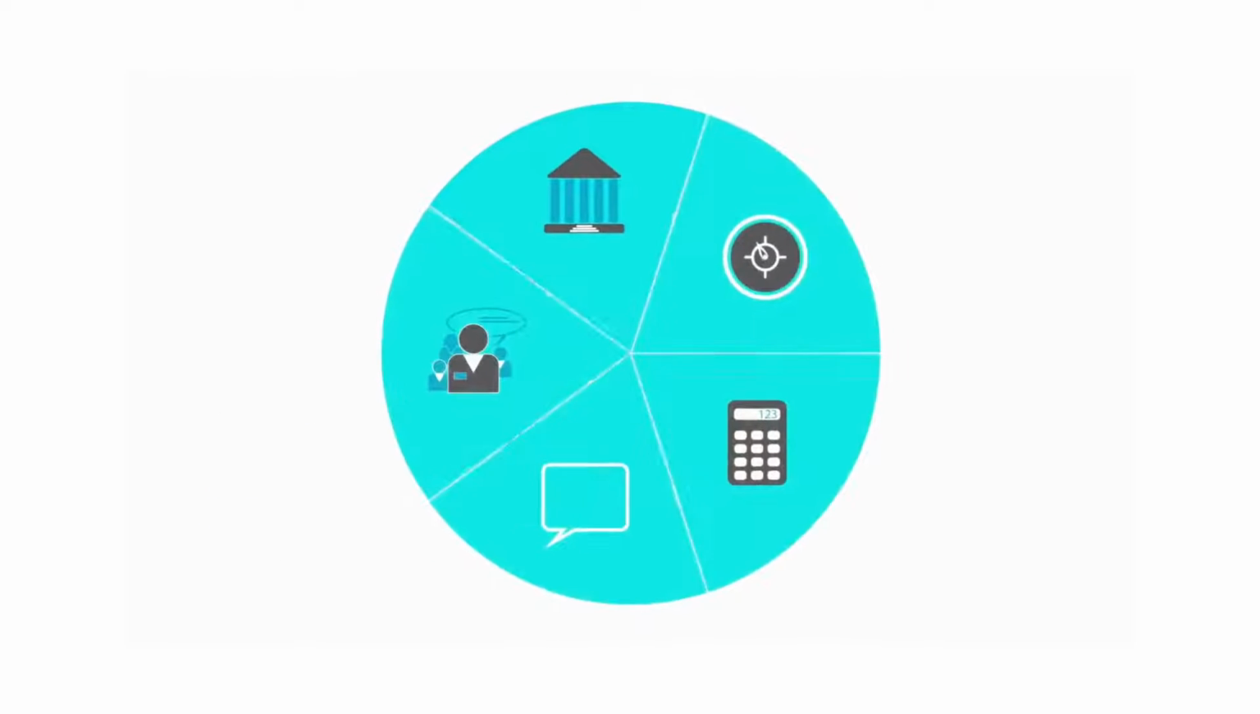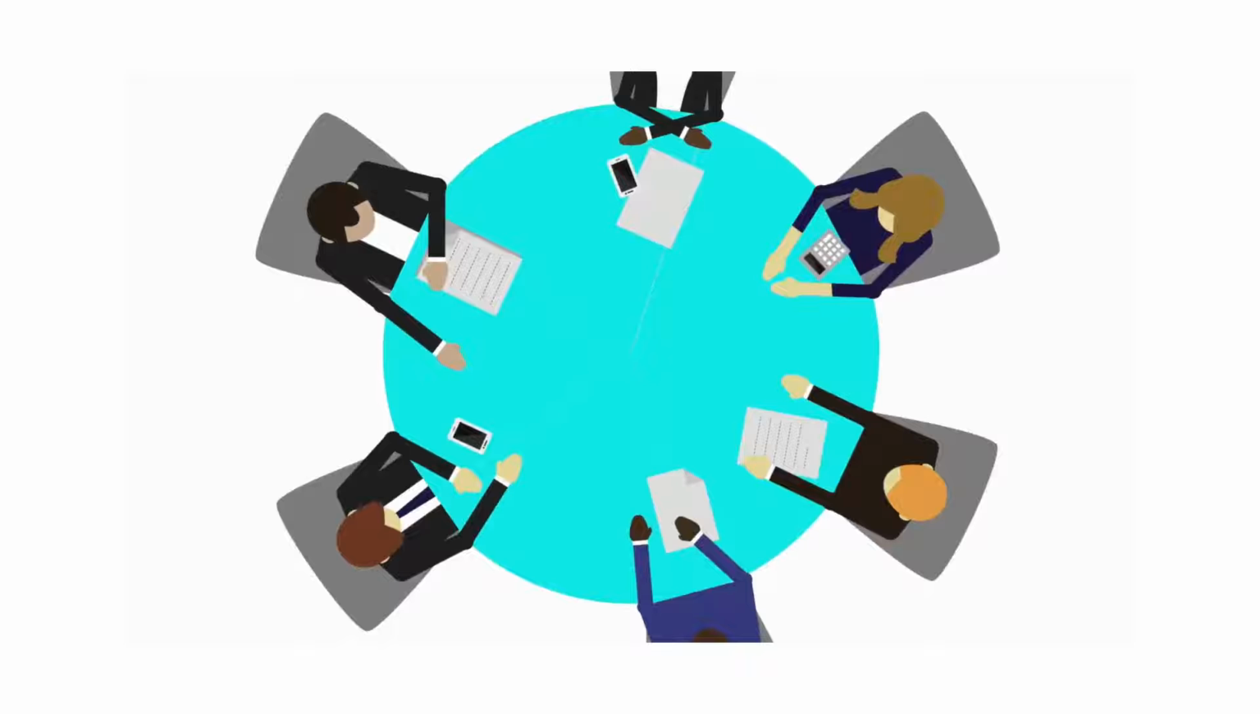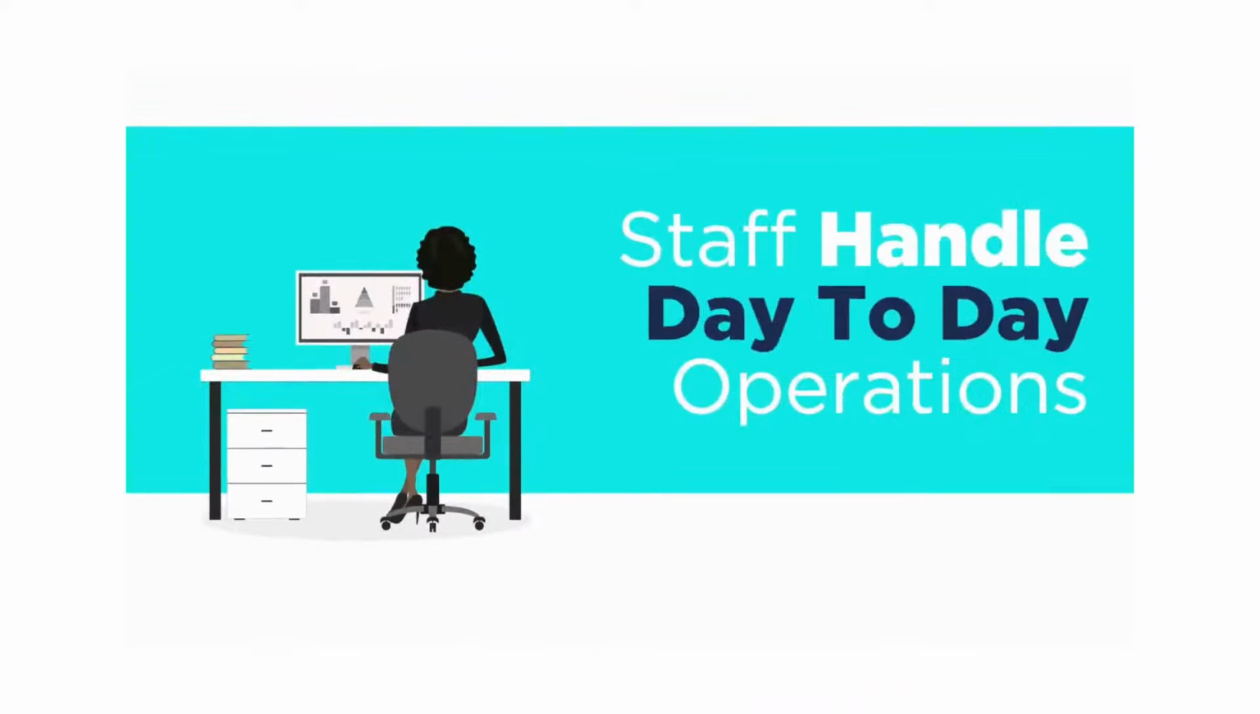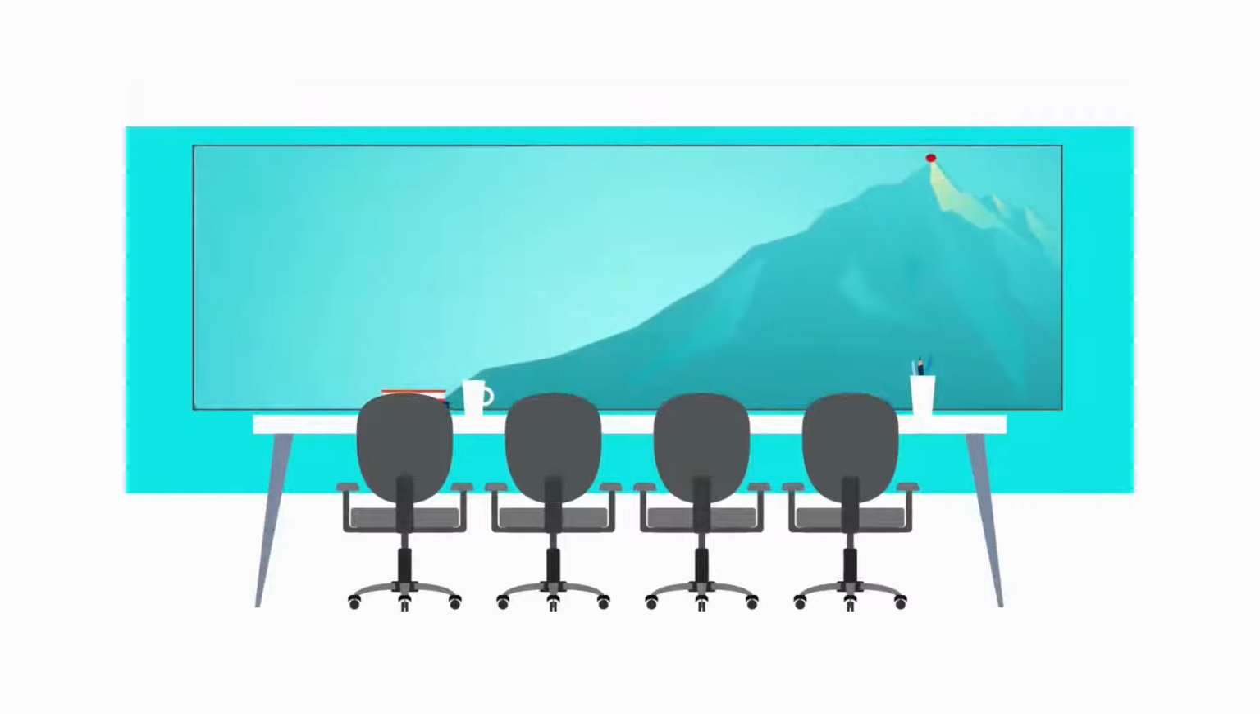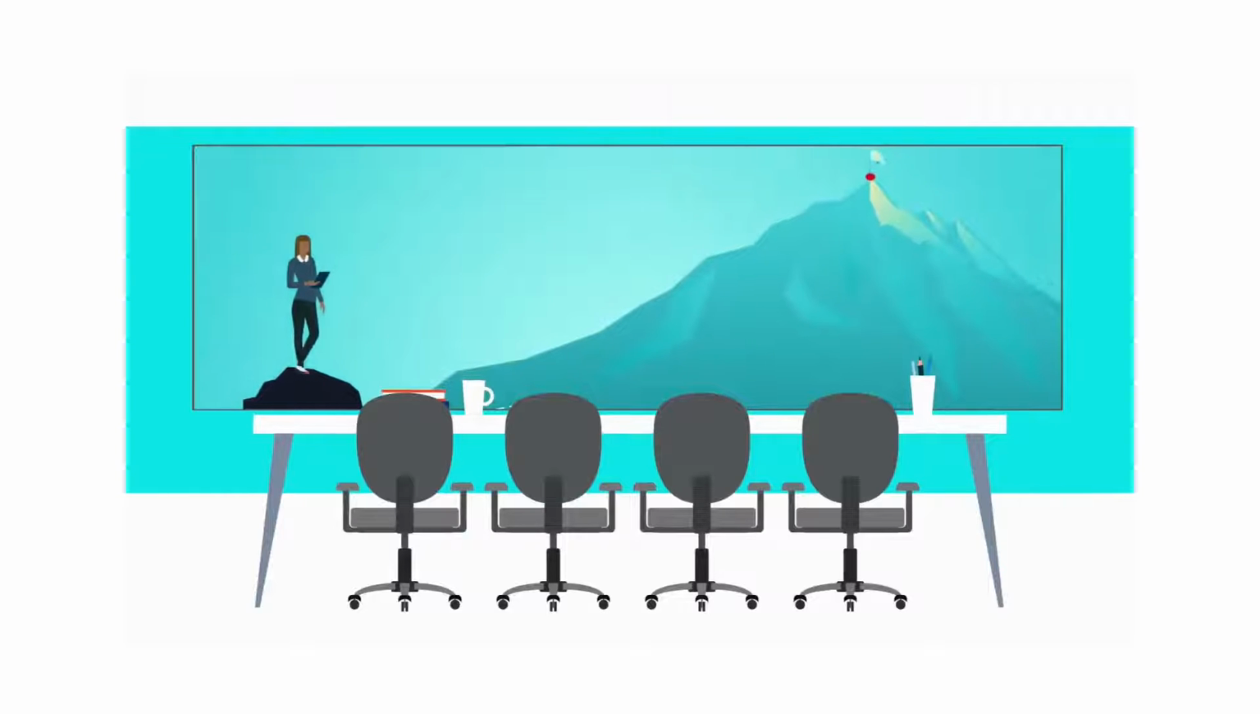Keep the board focused on the big picture and oriented to the future. Staff handle more of the day-to-day operations of running the organization. Let's start with leading strategically. This means you are in charge of the big picture. You are there to develop and communicate the organization's direction, goals, and a plan to get there.